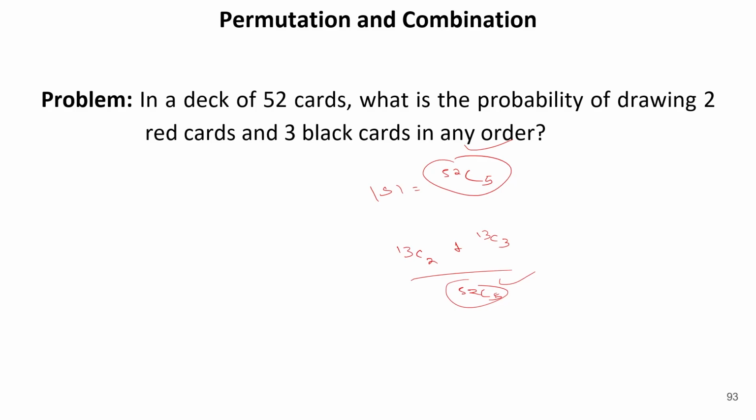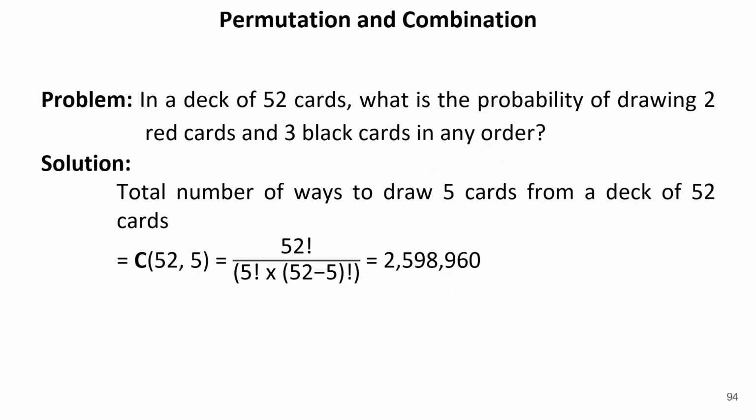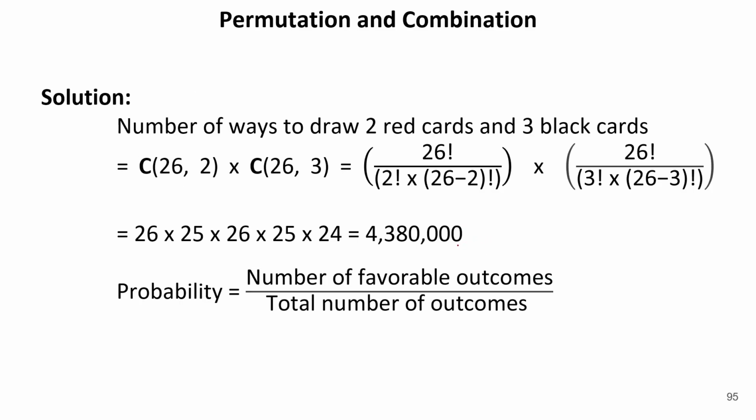In a deck of 52 cards, what is the probability of drawing 2 red cards and 3 black cards in any order? The total number of ways to do that is 52 factorial divided by 5 factorial into (52 minus 5) factorial. So it will be equal to 25,98,960. The number of ways to draw 2 red cards is equal to 26 factorial by 2 factorial into (26 minus 2) factorial, which gives 26 into 25 by 2, and so on, that will be equal to 43,80,000, right?